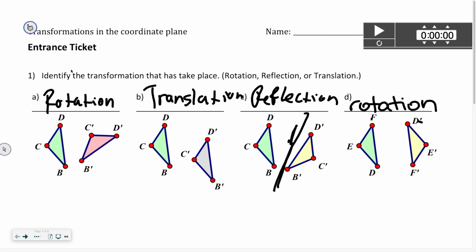Welcome to geometry, guys. All right, so today we're going to be going over the lesson of transformations in the coordinate plane. All right, transformations in the coordinate plane.